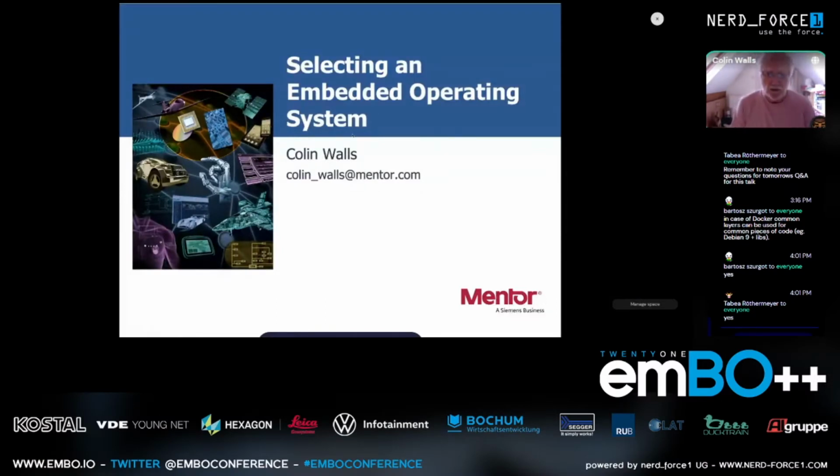My name is Colin Walls. I work for Mentor. Well, actually, Mentor is part of Siemens now, so the Mentor name is going away. I'm going to talk about selecting an operating system for an embedded application. This is a surprisingly big subject, actually, and it's interesting to even think about why we need to select them. But we'll start looking at the details now.